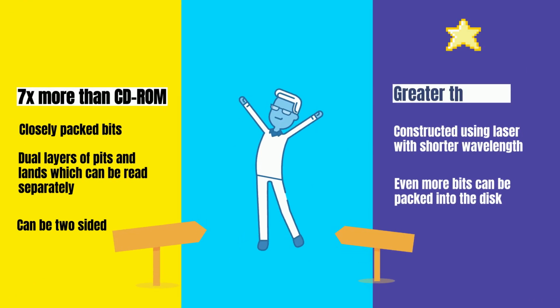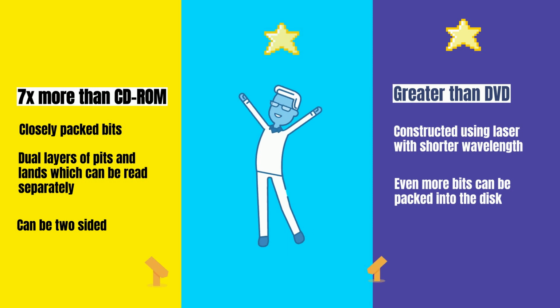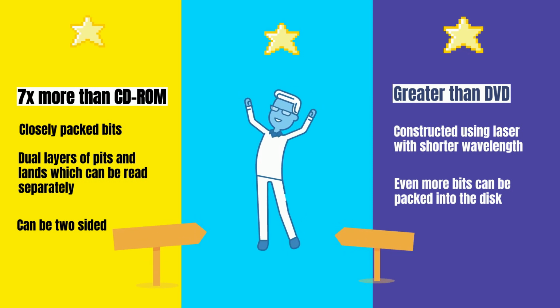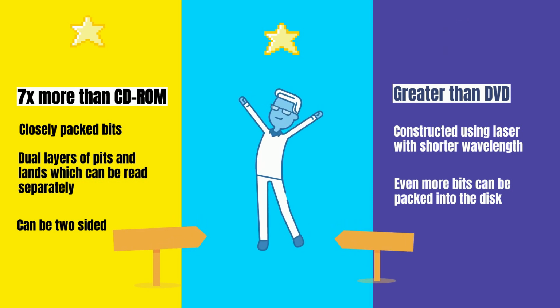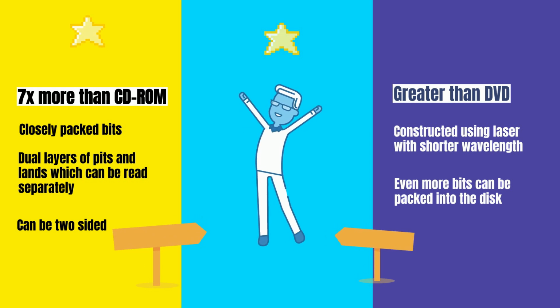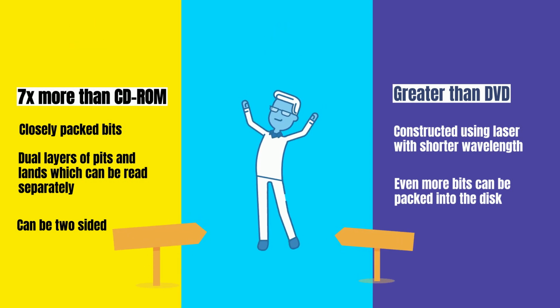Let's also quickly compare two different types of optical discs called the Digital Versatile Disc or DVD and the High Definition DVD or HD DVD to the previously mentioned CDs. The main differences are DVDs have 7 times the amount of data capacity compared to CD-ROMs, bits are packed more closely on DVDs, and DVDs can employ a second layer of pits on the other side of its surface.